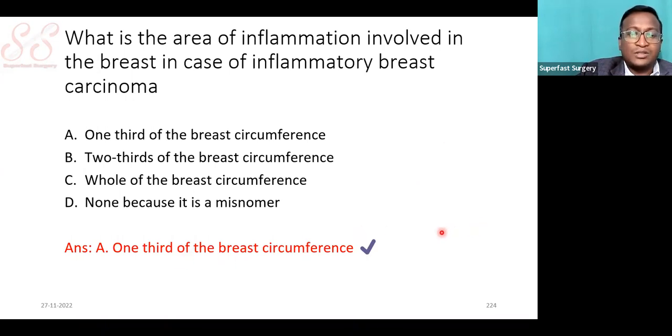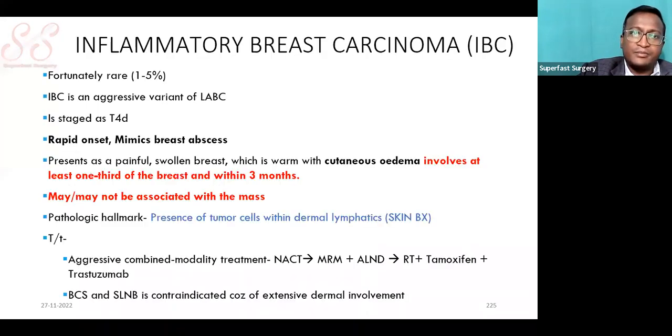So the answer is one third of the breast circumference is involved. More than one third, it is inflammatory breast cancer. So what is inflammatory breast cancer? It is rare, but it is a very aggressive variant. The stage is T4B. There is rapid onset. It will mimic a breast abscess because it is painful, swollen, warm to touch, and there is cutaneous edema.